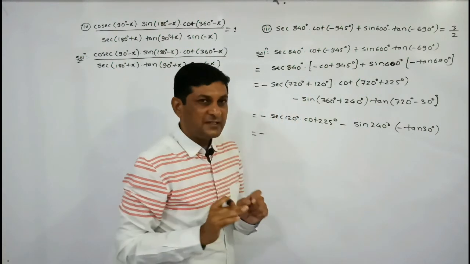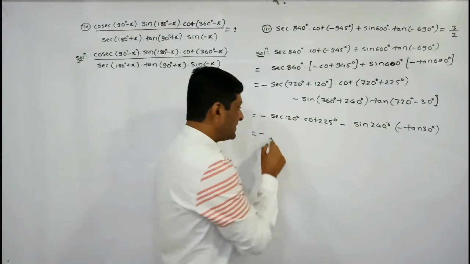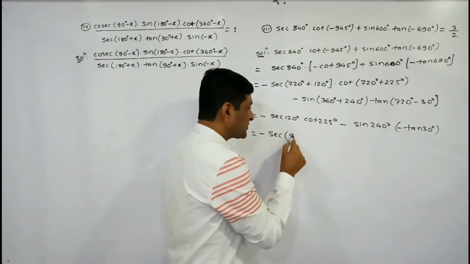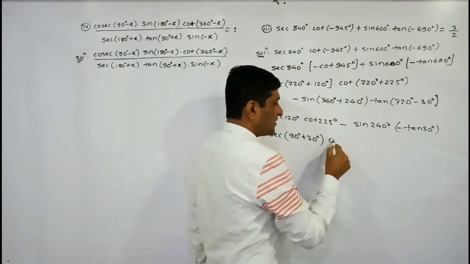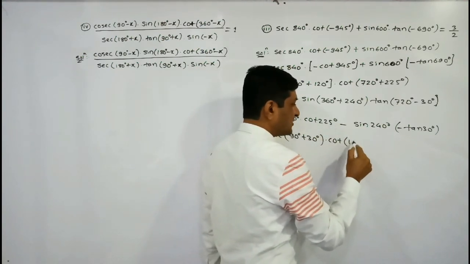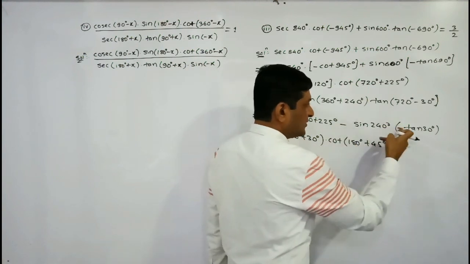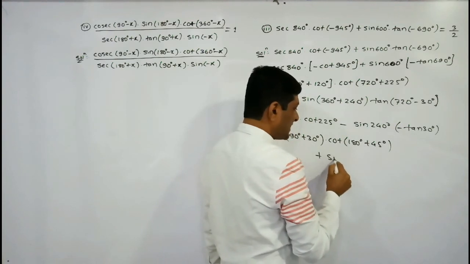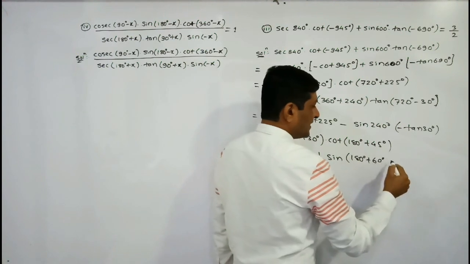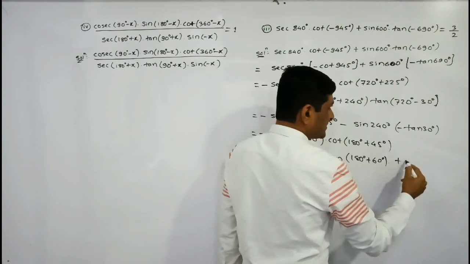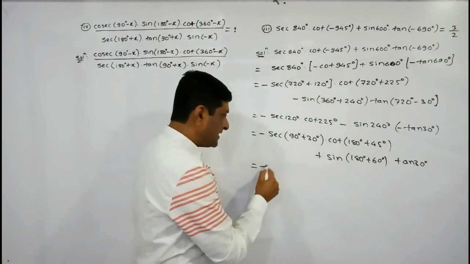Adjacent also we can observe that this angle is greater than 90 degree. So here 120 degree can be written as 90 plus 30, and cot keep it as it is. 225 can be written as 180 plus 45. Here minus into minus will become plus, and sin 240 can be written as 180 plus 60 into tan 30, keep it as it is. Okay, so which is equal to minus, keep it as it is.